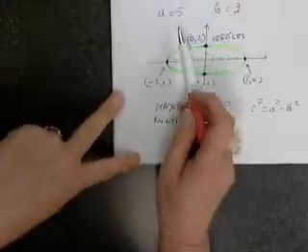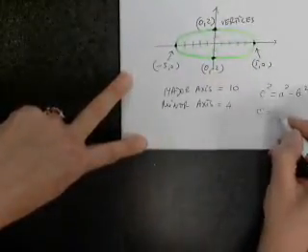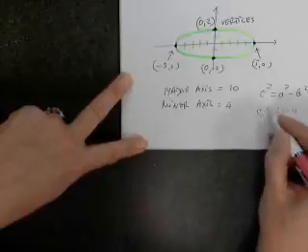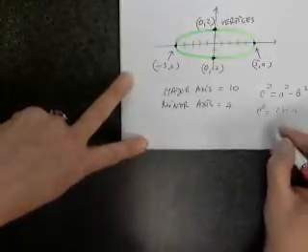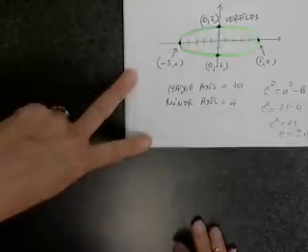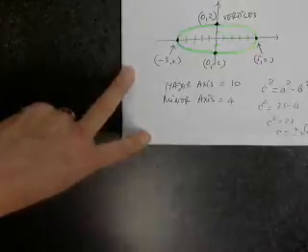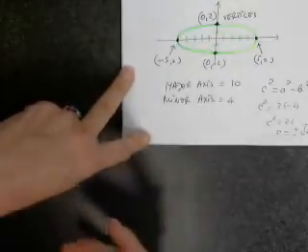I already have a, which is 5. I have b, which is 2. So then c squared will be 25 minus 4, so c squared will be 21. So c equals plus or minus the square root of 21. The square root of 21 is a little bit more than 4, but less than 5.